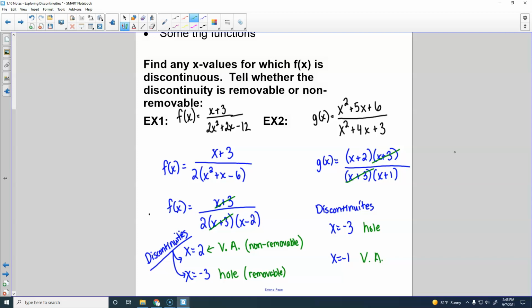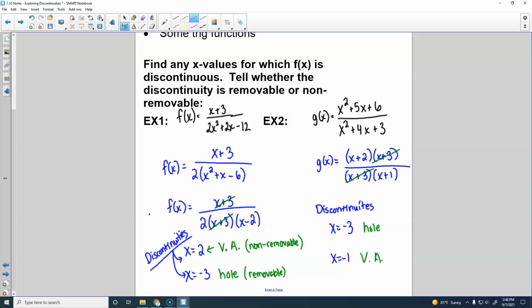Yeah, so the ones that you're going to do for homework are going to have these same instructions. Tell whether this discontinuity is removable or non-removable, or it's okay if you just put hole and vertical asymptote for me. Just remember which: holes are removable, vertical asymptotes are non-removable.